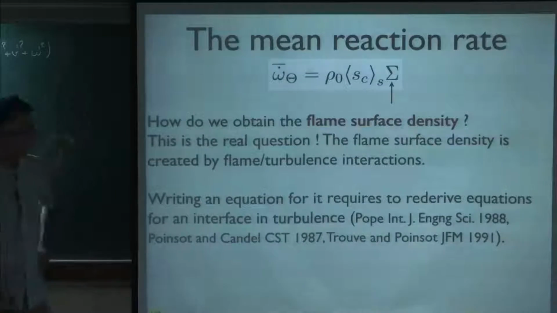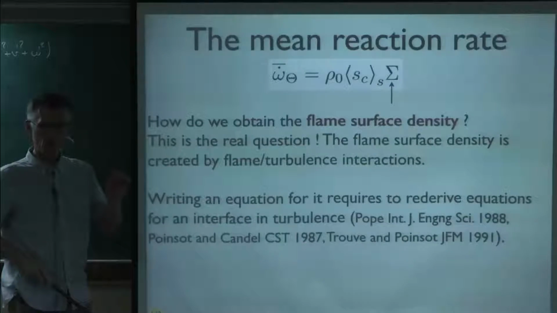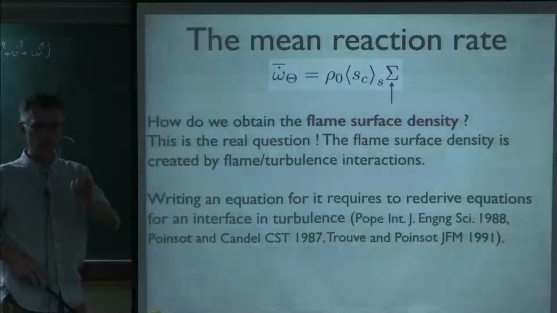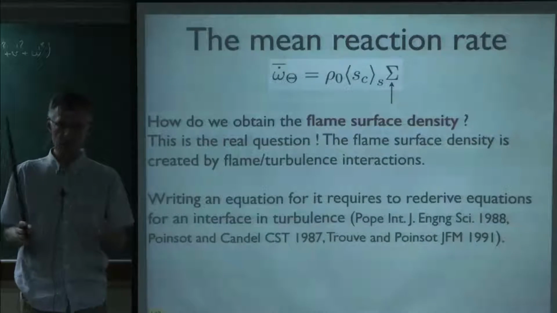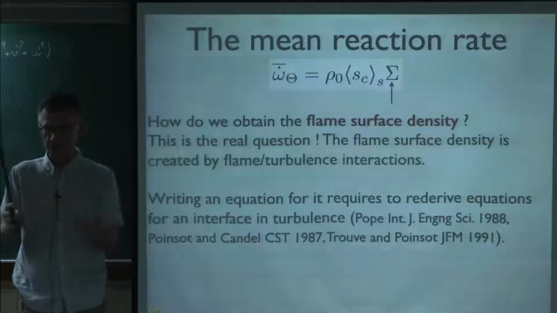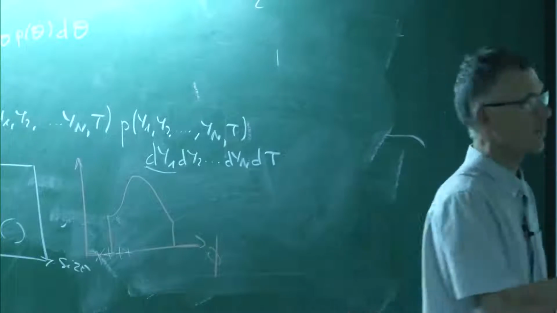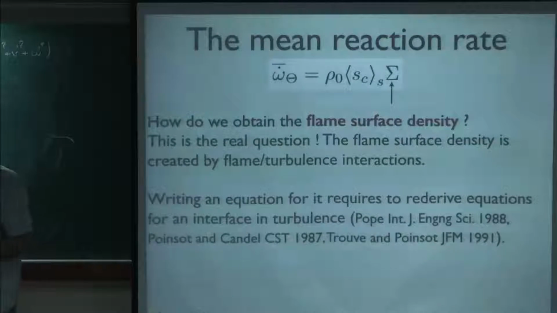This flame surface density, you have to note that this is square meters per cubic meter. So if you take a given volume of 1 cubic meter, sigma tells you how many square meters of flame are folded inside this volume. So this is what we plug here. To find it, there are many solutions.